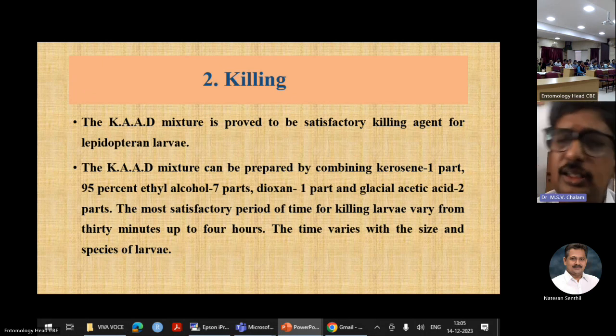Why? Because even though you can use formalin for killing Lepidopteran larvae, the only thing is it will distort the color. The colors will fade away if you dip the caterpillars in formalin, and it will cause shrinkage of the body parts or segments. In such cases, it becomes very difficult to read and note the Chaetotaxy. Therefore, the KADD or ADD mixture is a satisfactory killing agent for Lepidopteran larvae. Next one.